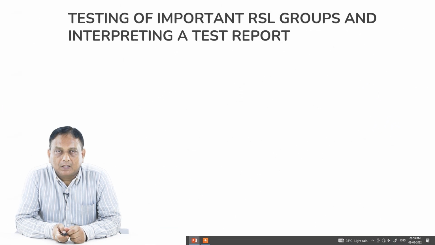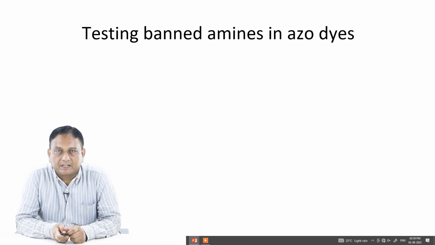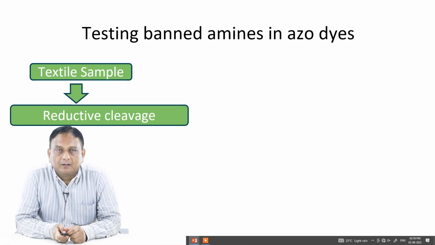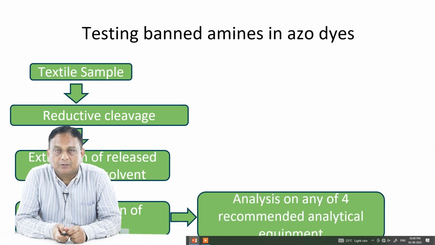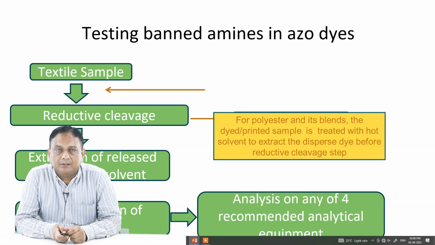Now when you are talking about interpretation of a test report with the RSL groups, the report must be thoroughly examined. And testing banned amines in azo dyes, if you see how it works: testing of the sample, first we have to take the sample, then reductive cleavage we have to make, extraction of the released amine in a solvent, then concentration of the solvent is very important, we have to concentrate the solution, analysis by any of the recommended analytical equipment which is used there, then release of the amine will happen.